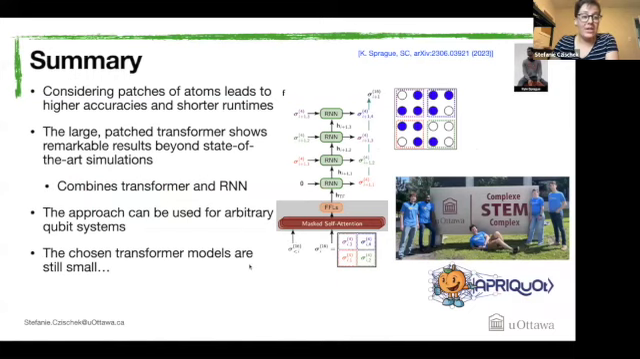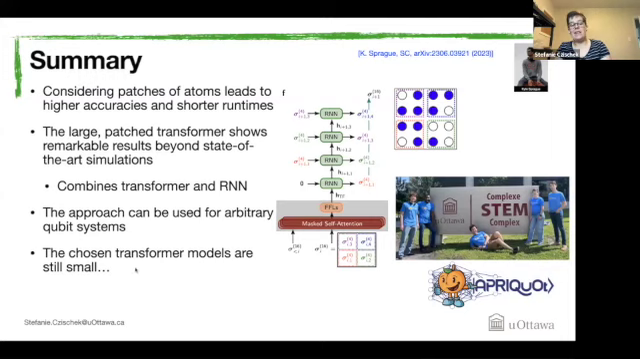And so this brings me to my summary. I showed you that we are considering patches of atoms instead of single atoms when we reconstruct or represent our quantum states with these sequential models. We found that this leads us to higher accuracies and shorter computational runtimes. And we have seen that the large patch transformer shows remarkable results beyond any state-of-the-art simulations by combining this extremely powerful transformer model with the efficient RNN to break down our patch sizes. I have shown you all these examples for our Rydberg atom arrays, but generally they can be applied to any kind of qubit systems.